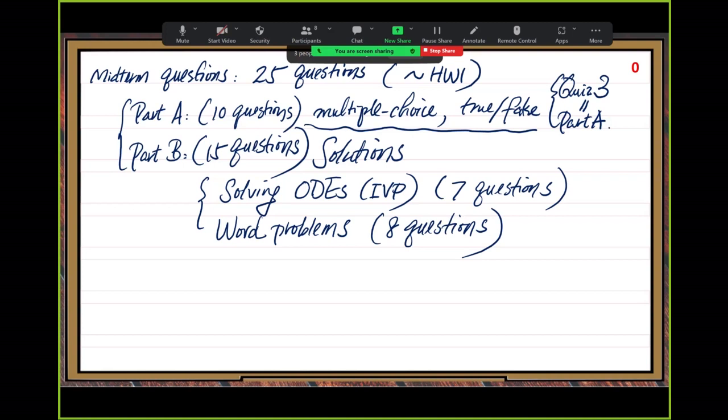So part A is not quiz 3, but it's very similar to quiz 3? Is quiz 3. Okay, part A is quiz 3. Same as quiz 3. So I just use it, counted twice.